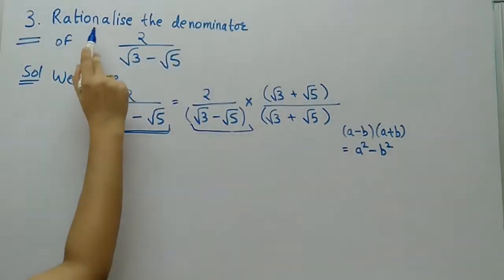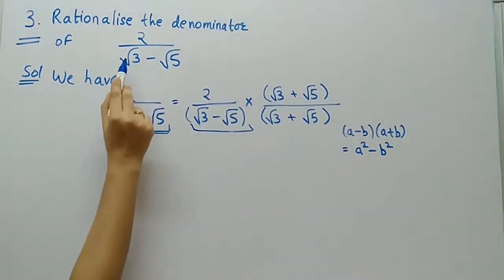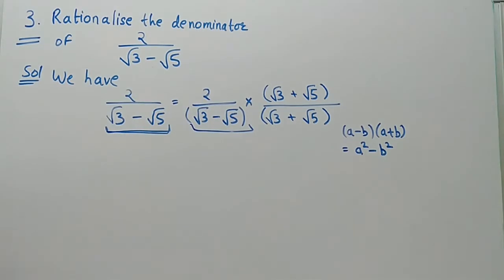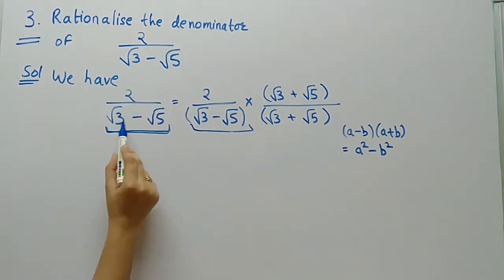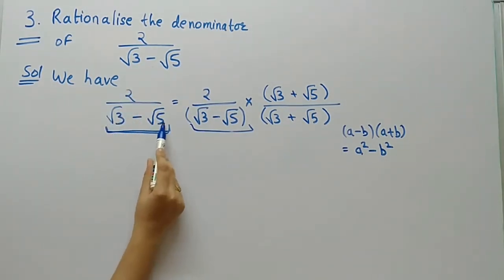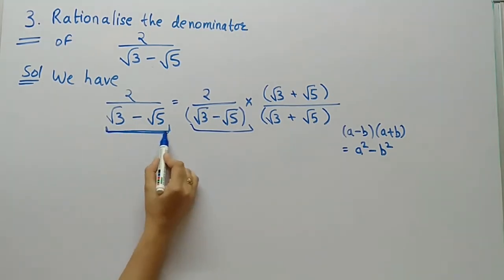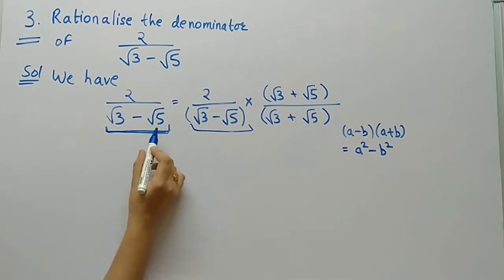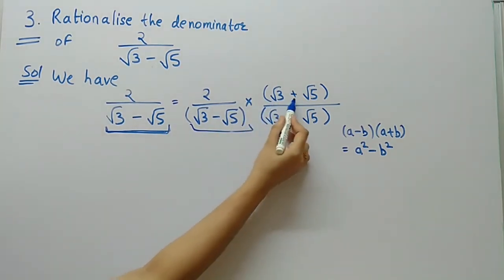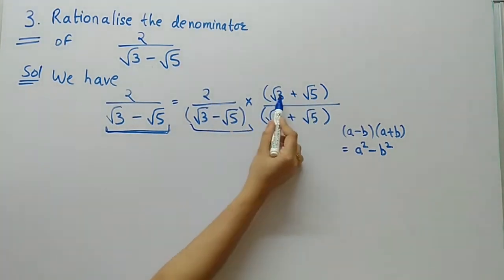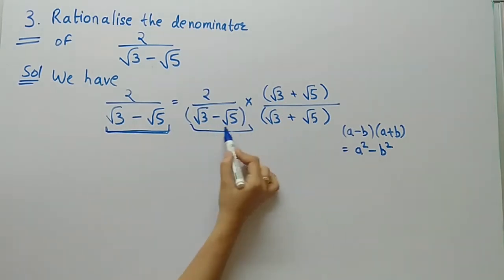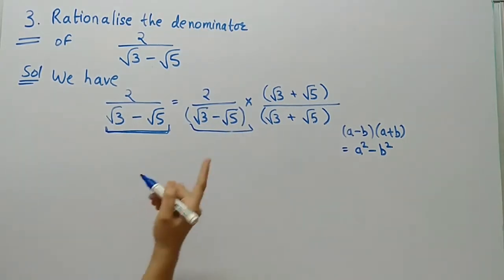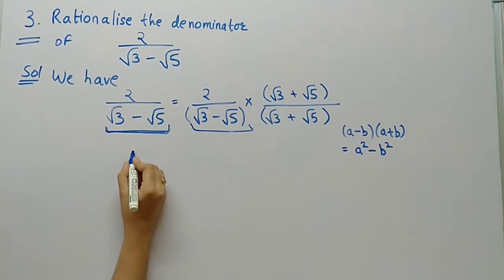Question number 3. Rationalize the denominator of 2 upon root 3 minus root 5. So we have 2 upon root 3 minus root 5. As the denominator is root 3 minus root 5, so the rationalizing factor will be root 3 plus root 5. So we will multiply the numerator and denominator of this number by root 3 plus root 5.